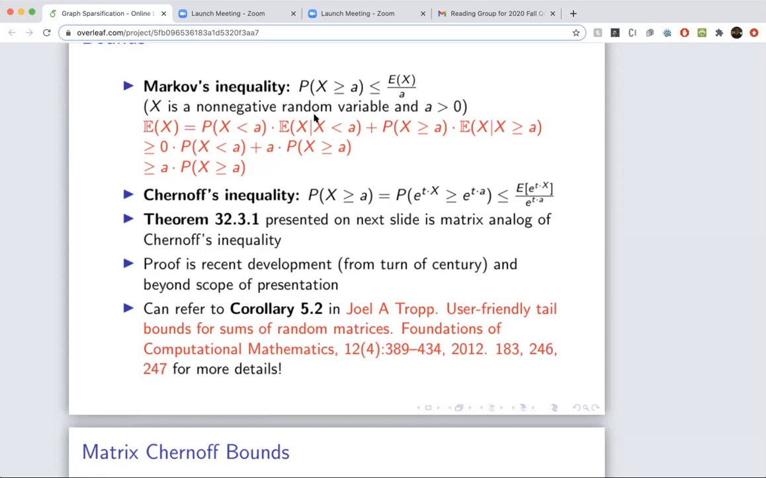Note that X is a non-negative random variable and that A is greater than zero. Does anyone have any thoughts on how we can get from this line to this line?